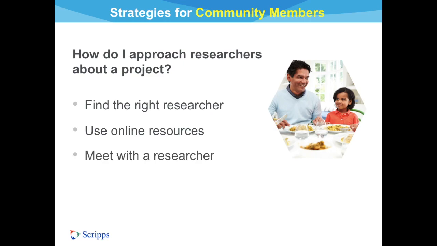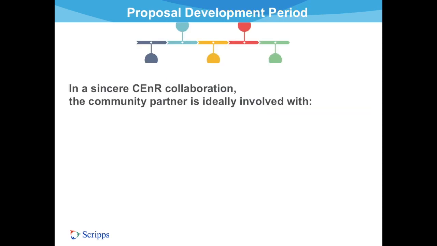The next step would be to schedule a meeting with a researcher to learn more about his or her interests in and experience working with the community. And lastly, when approaching a faculty member or researcher, you need to recognize you are an expert in the community and you have a lot of skills and assets that researchers need. In a sincere CEnR collaboration, ideally the community partner is involved with all aspects of the proposal process, including forming the research question.